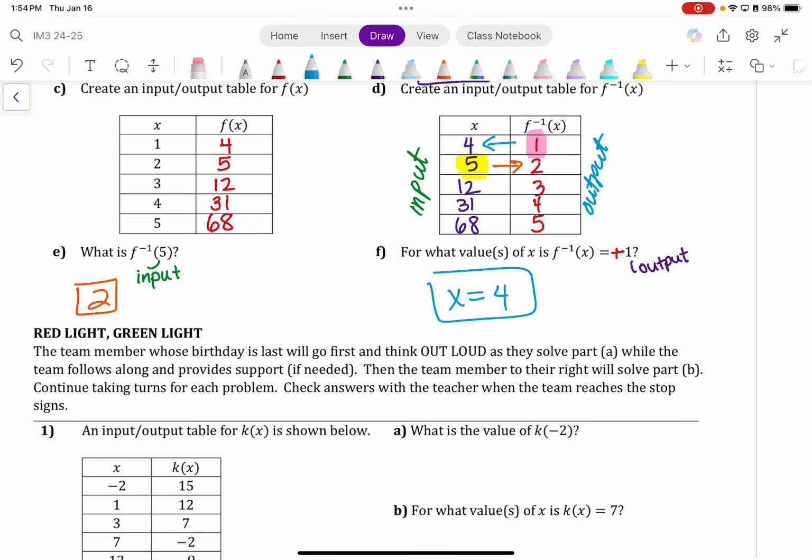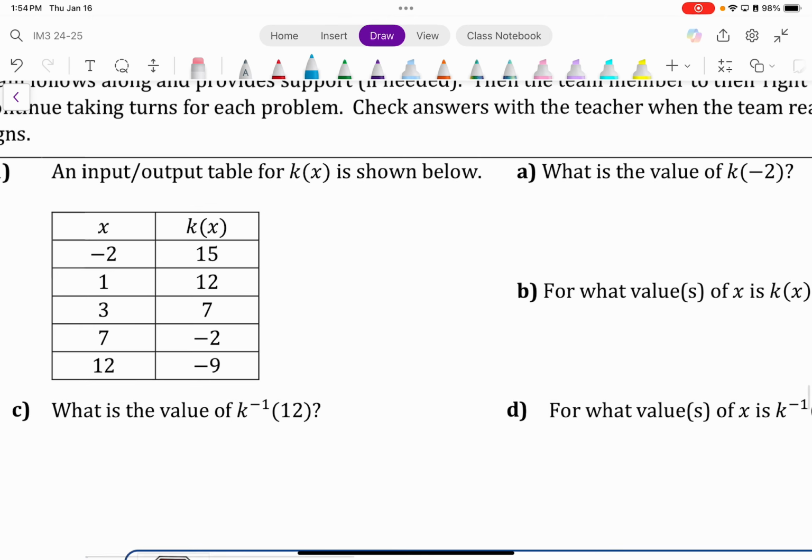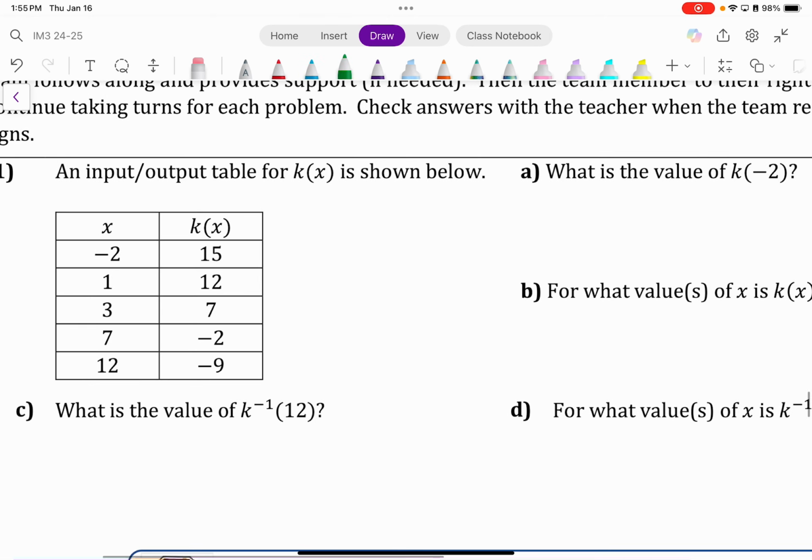Any questions before we move on? All right. So before I let you guys go ahead and work on the red light, green light, I need to give you some pointers. For problem number 1, you need to make an inverse table for this table that is provided for you. So I want everyone to make a second table and label that x and k inverse of x. You're going to take the values that are already given to you and you're going to use those to write your inverse table. That way you can go ahead and answer the questions.